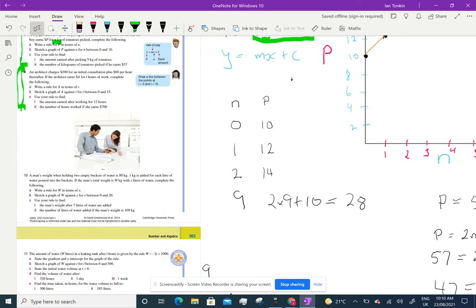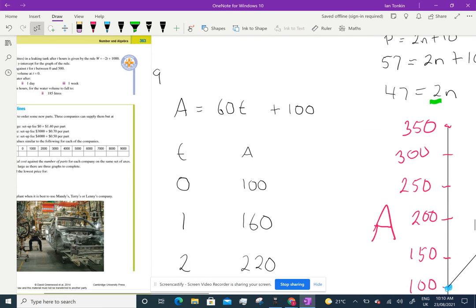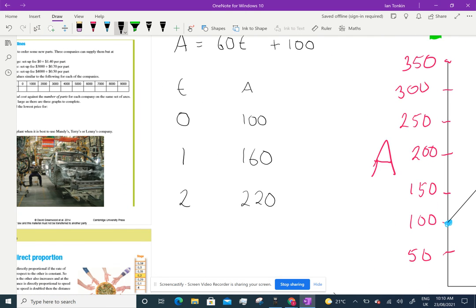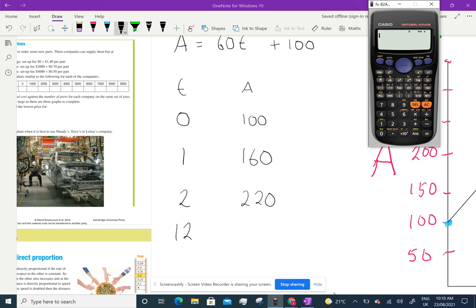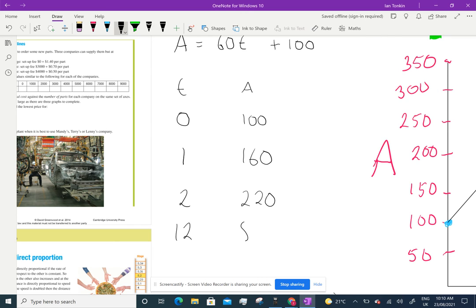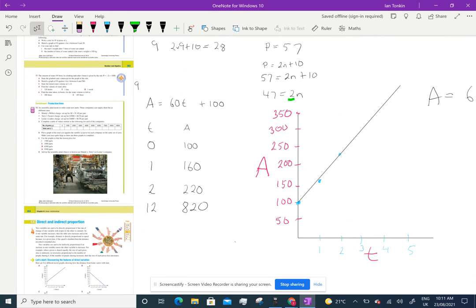They asked, sketch a graph. Use your rule to work out how much for 12 hours. So imagine if I then put 12 in here. Well, I'm going to have to use my calculator for this because it's 60 times 12 plus 100, 820. And that's way off my scale. I haven't got enough room for that on my graph. I haven't drawn the graph big enough to accommodate that. But if I did and I wrote it, I should be able to accurately predict that off the graph.